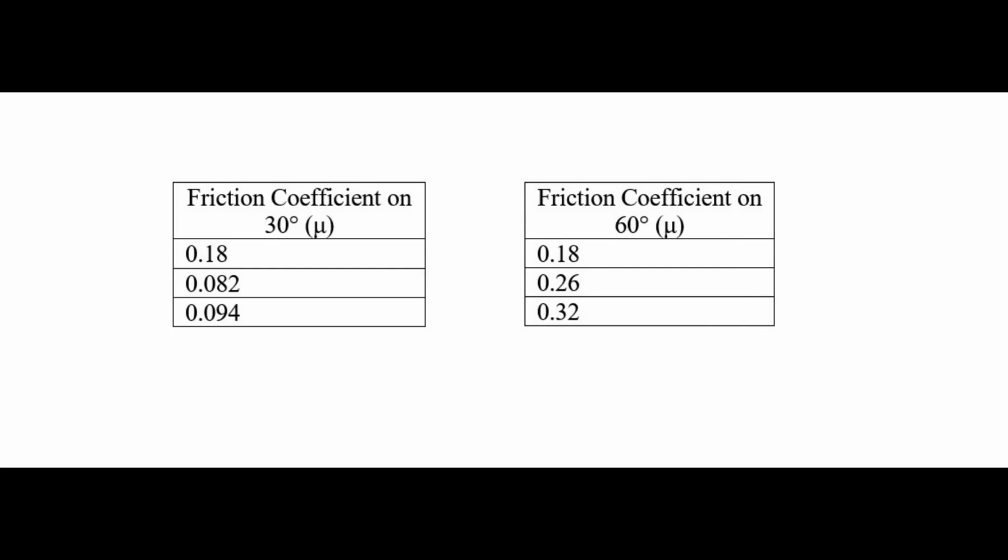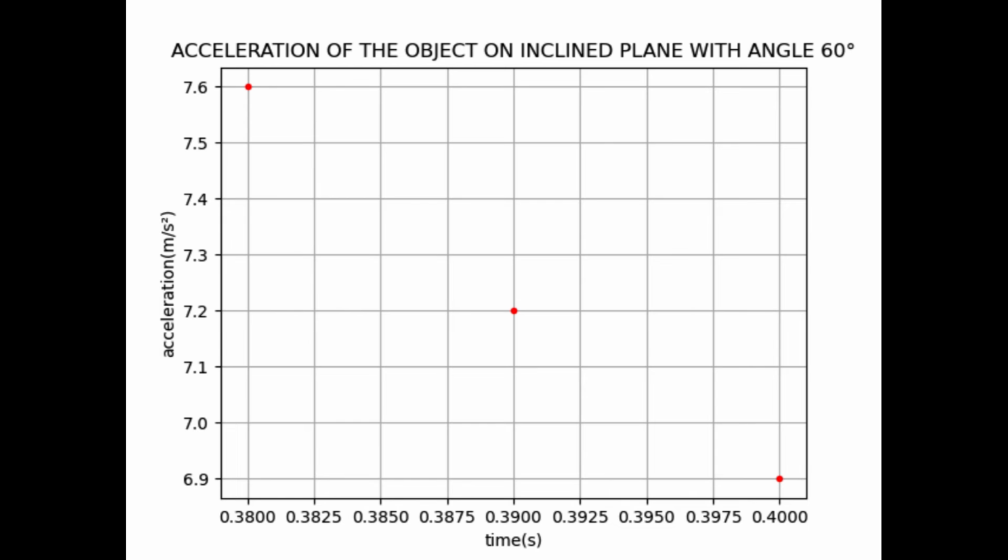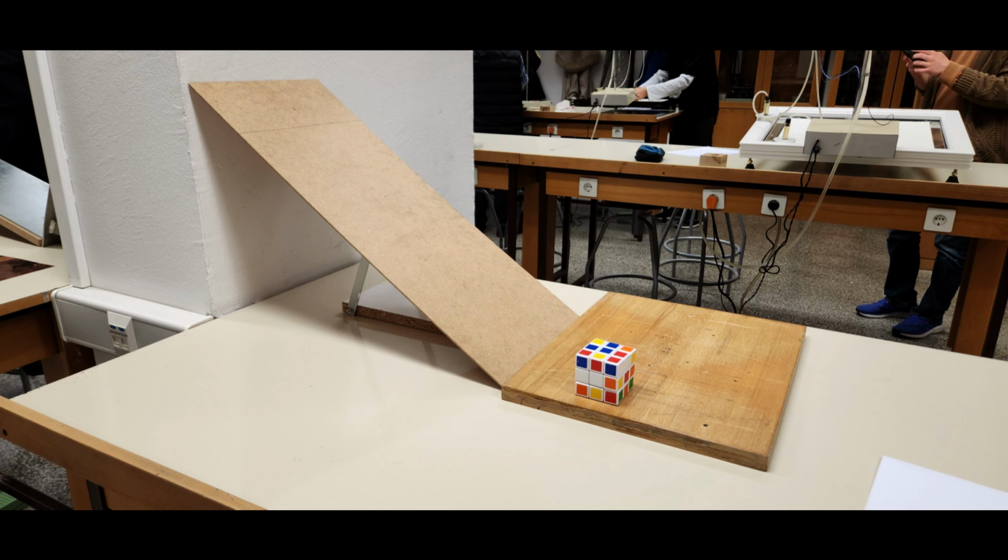Now we can use Newton's second law, F equals ma, to find the friction coefficient. By the third equation derived, we see that the acceleration depends on the angle, as long as the friction coefficient is constant. At the end of the experiment, we can conclude that as the angle increases, the acceleration increases also. Furthermore, the increase of the angle leads to a decrease in the frictional force.